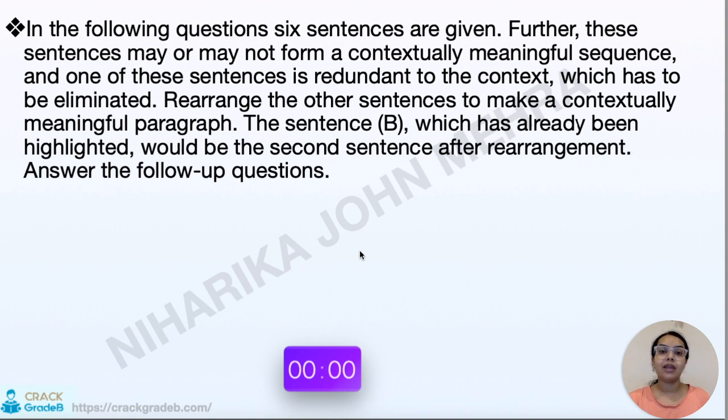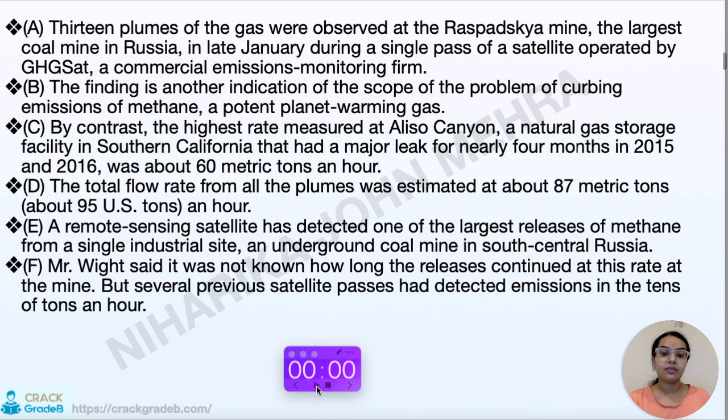I give you some time. Read the 2-3 instructions carefully, and then I'll show you the question where the sentences are given. Okay, there you go. I'm going to give you 3.5 minutes. Go through it. Start arranging.